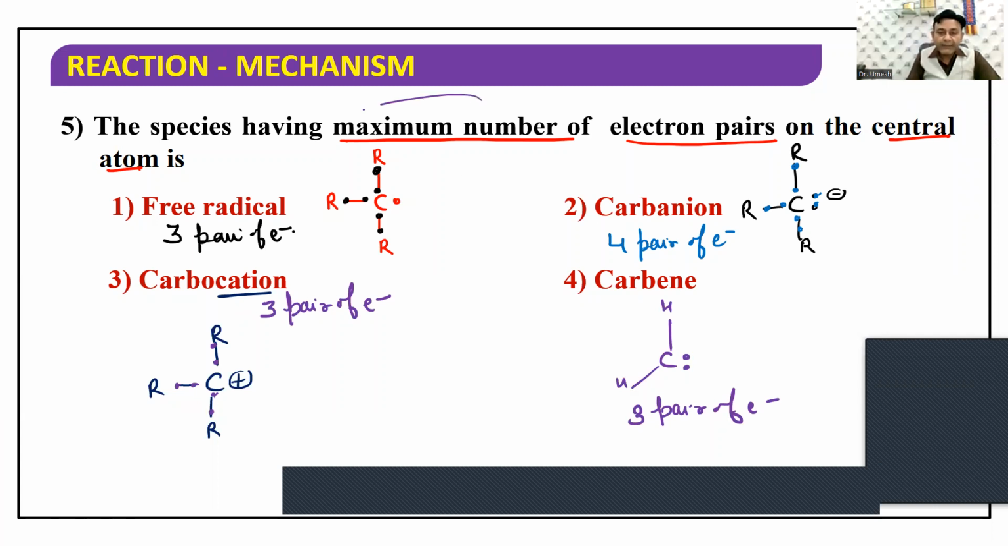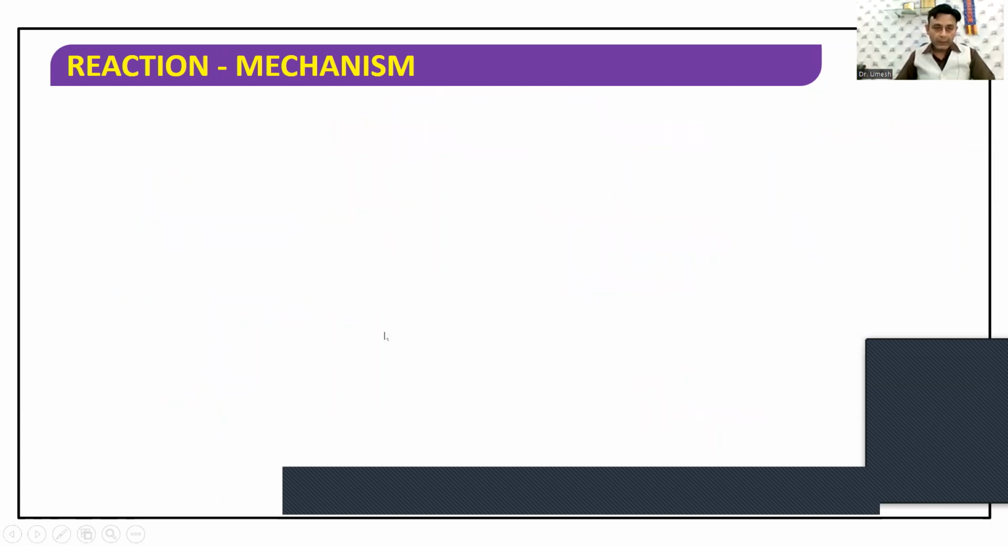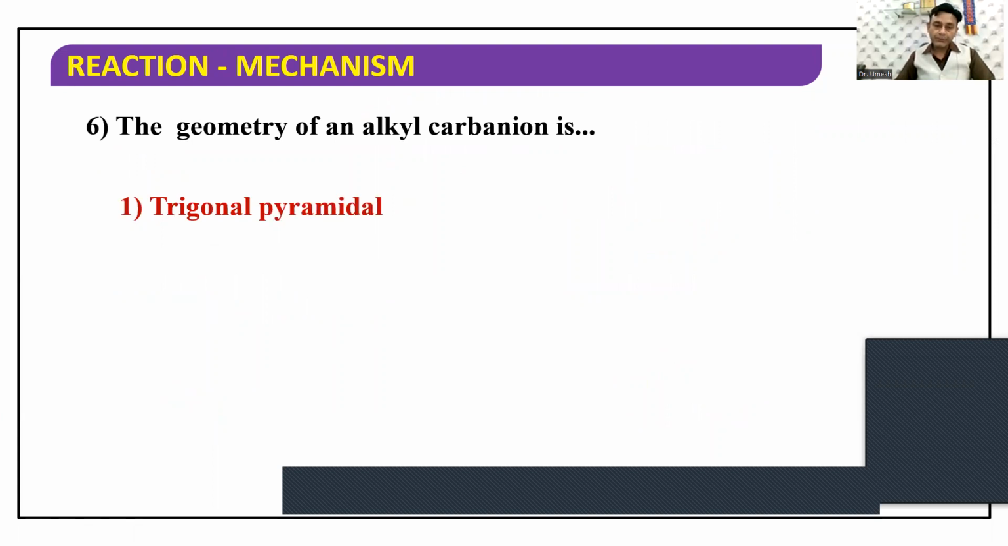So the one which has the maximum number of electron pairs is the carbanion. So we have decided the answer: carbanion. I hope it's very clear to everyone. Now, let's discuss another question here.